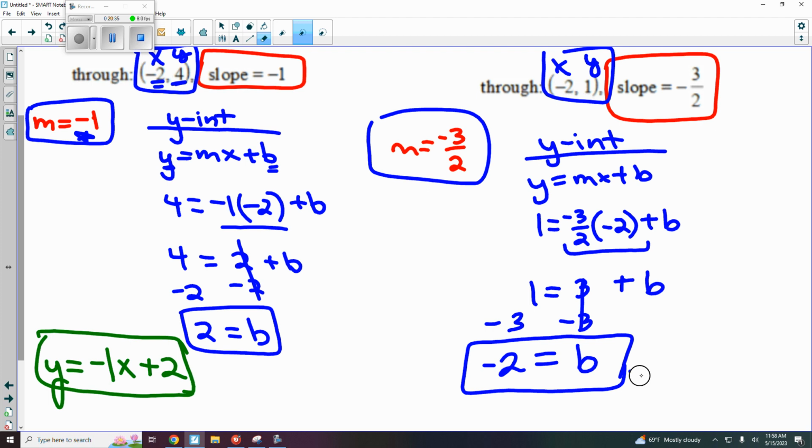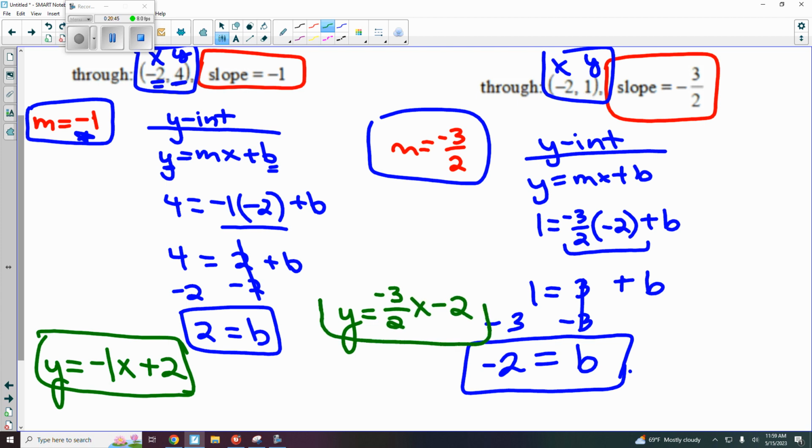Last step is to write our final equation in slope-intercept form. So we get y equals m, which is negative 3 over 2. Have to keep the x beside it, and b is negative 2, and we're good.